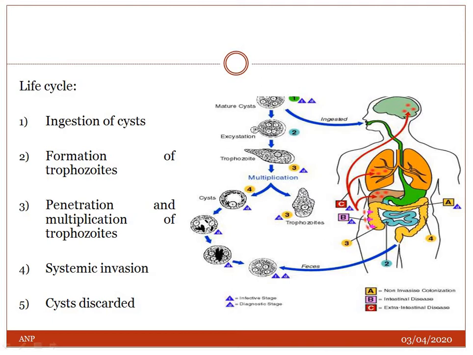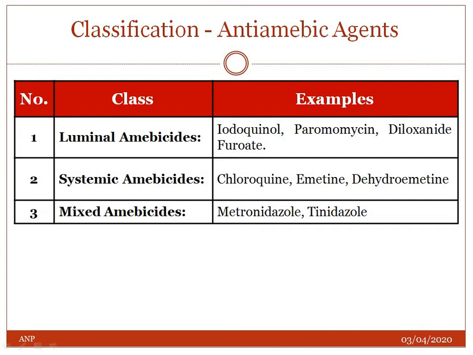In the fourth step, the large number of trophozoites within the colon wall can also lead to systemic invasion and cause a liver abscess, which means pus is formed in the liver. In the last step, the trophozoites within the intestine are slowly carried toward the rectum where they return to the cyst form and are excreted in the feces. Classification of antiamebic agents.